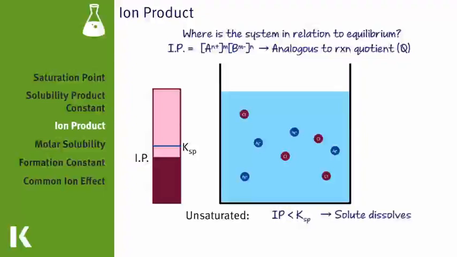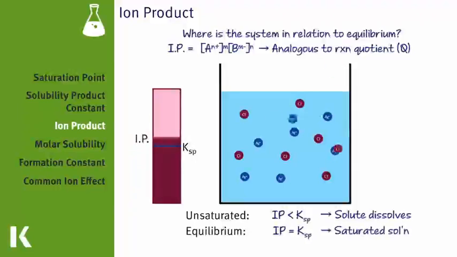As we add more solute, the ion product increases and will eventually reach the KSP. At this point, the solution is at equilibrium, and we call it a saturated solution. Adding more silver chloride would increase the ion product above KSP. This would make the solution supersaturated, and supersaturated solutions have a tendency to precipitate out.